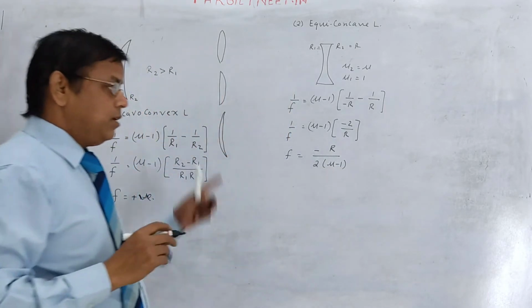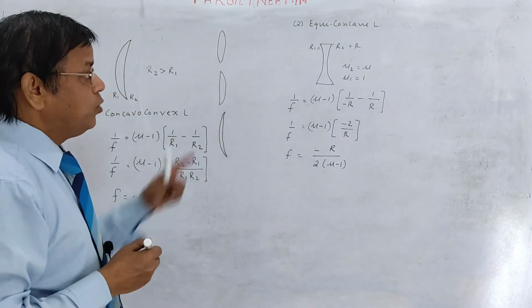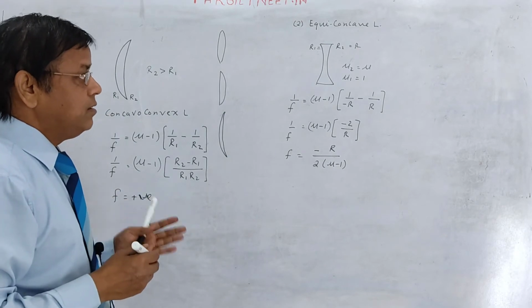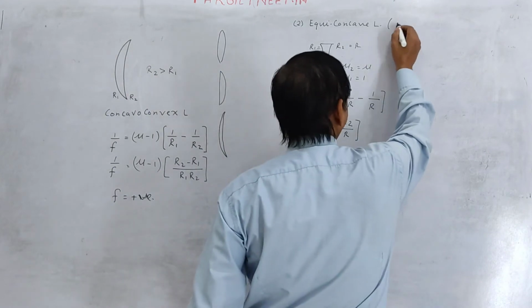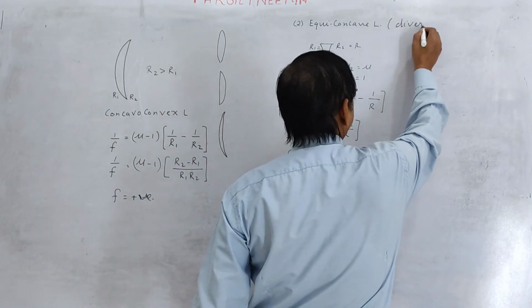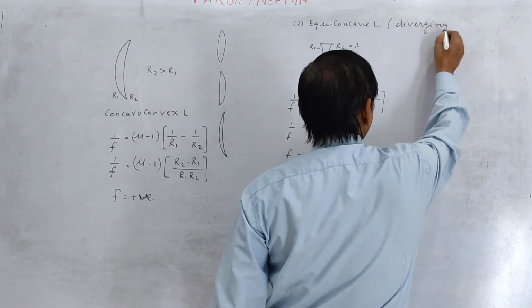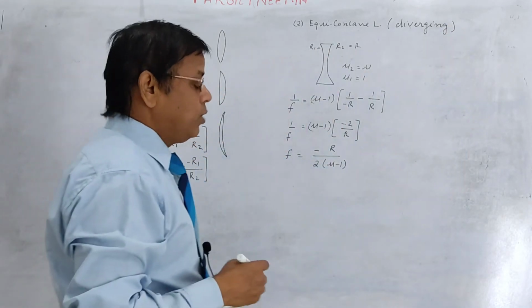It means focal length is negative. So this lens has got negative focal length. It means this lens is a diverging lens. So it is a diverging lens. Why is it diverging? Because it has negative focal length.